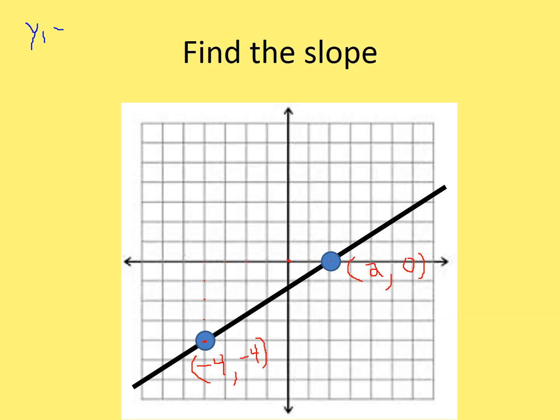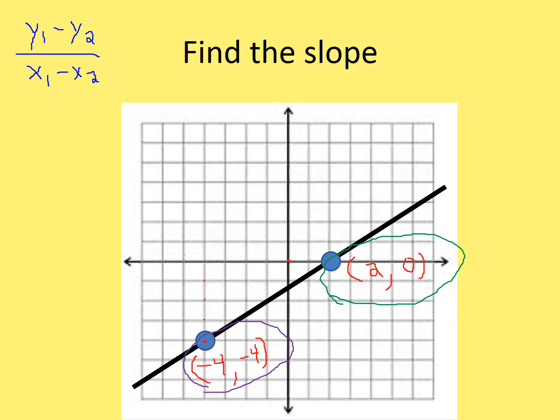So we're going to use y1 minus y2 over x1 minus x2. And we're going to do this to find the slope every time. So I'm going to circle that in green, and I'm going to circle that in purple. That way I can keep track of my different points.